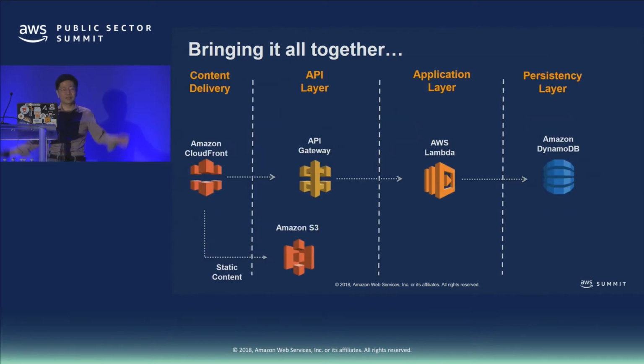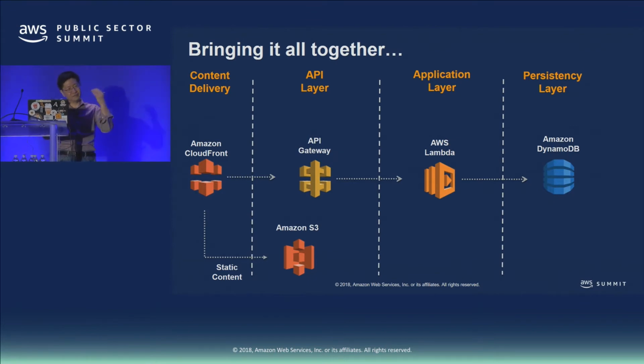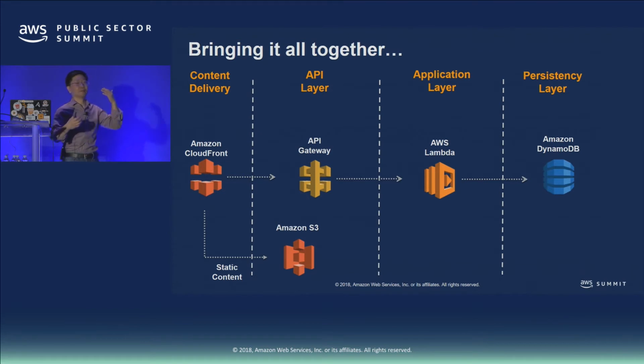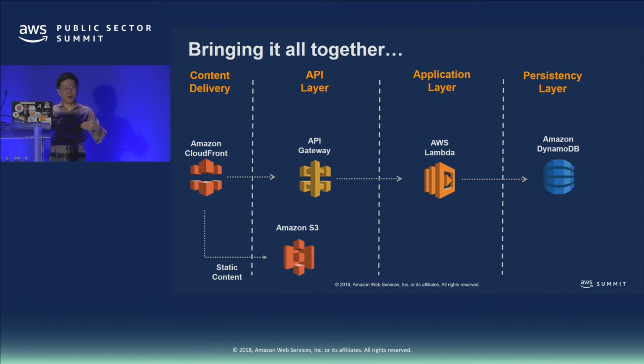So put all together, your application running on a serverless world would be pretty much like this for a web application. You have a CloudFront to cache all the static contents. You can also associate a custom domain to your CloudFront. You even can have a web application firewall attached to your CloudFront.